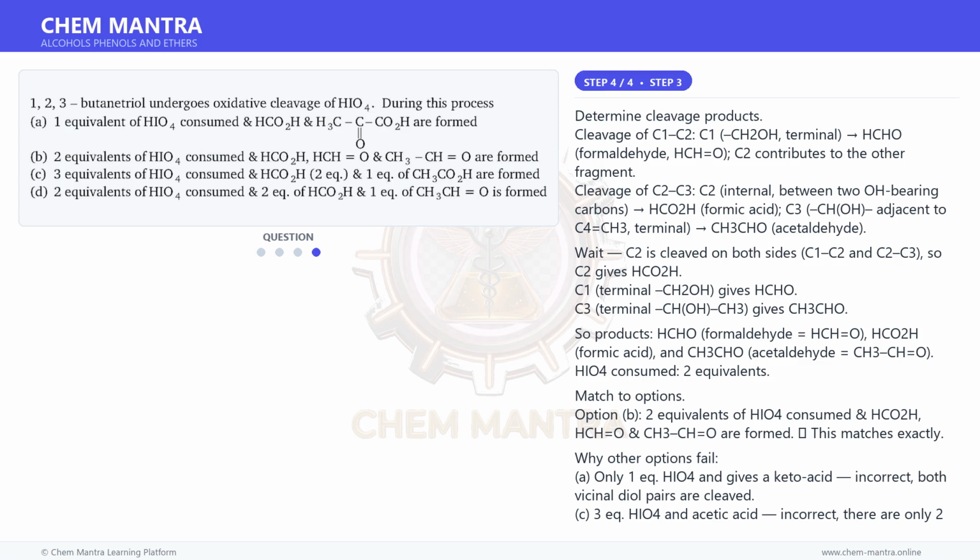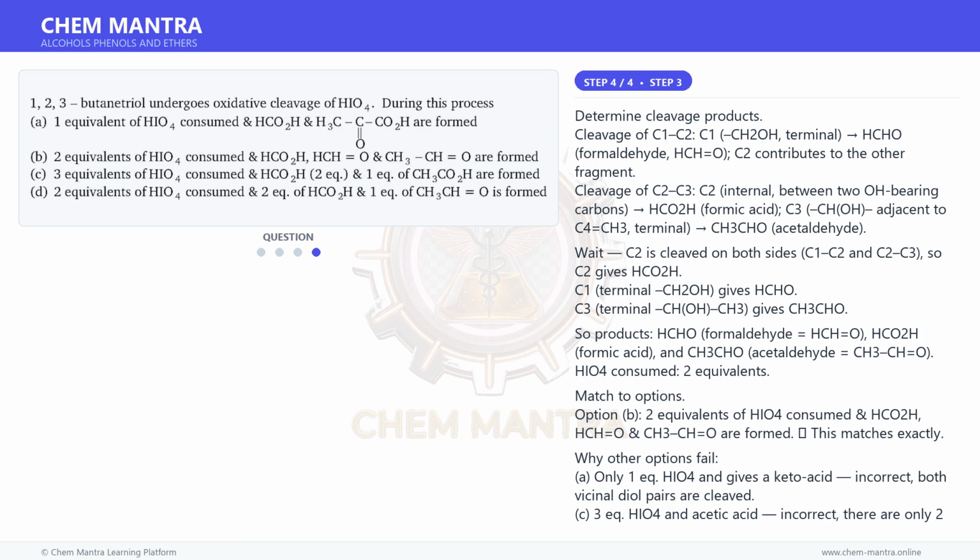And for the final step, determine the cleavage products. Cleavage of C1–C2: C1 is CH2OH, terminal, giving HCHO, formaldehyde, H–CH=O, and C2 contributes to the other fragment. Cleavage of C2–C3: C2 is internal, between two OH-bearing carbons, giving HCO2H, formic acid. C3, CH(OH) adjacent to C4, which is CH3, is terminal, giving CH3CHO, acetaldehyde.